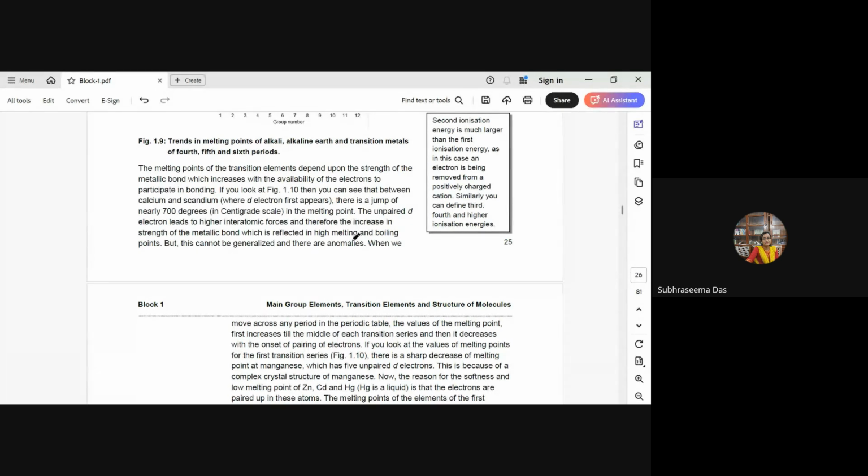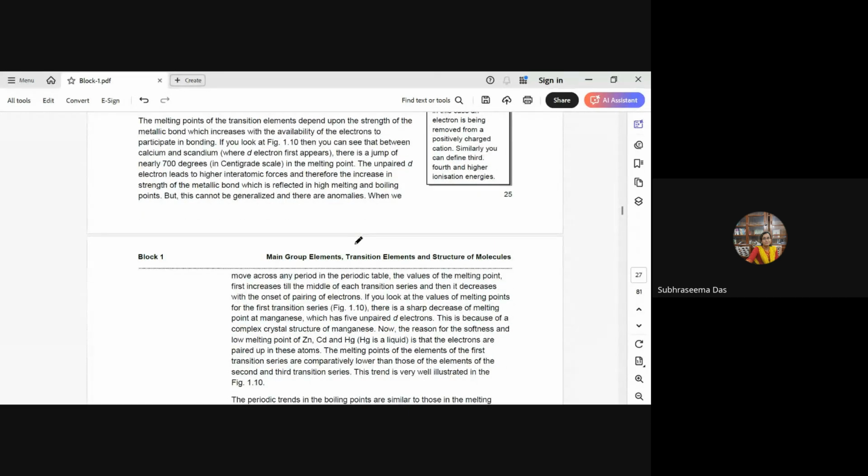So why does this happen? Because the atomic number of calcium is 20 and that of scandium is 21. So there is an addition of an extra electron, that is 3d1, in scandium. With the addition of one d electron, it increases the interatomic forces, and therefore the metallic bond increases, which gives us high values of melting and boiling point. So this is how we can see the difference between calcium and scandium in their melting and boiling points.